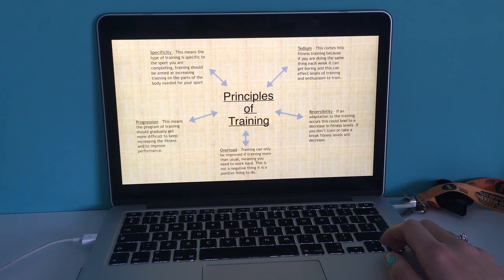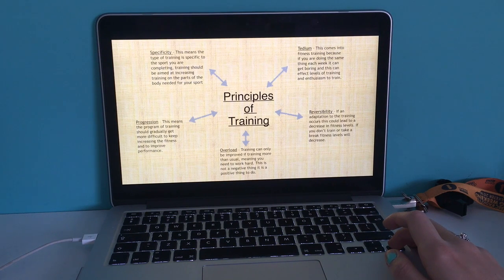Principles of training. Specificity. This means the type of training is specific to the sport you are competing in. Training should be aimed at increasing training on parts of the body needed for your sport. Progression. This means the program of training should gradually increase in difficulty. Overload. Training can only be improved by training more than usual, meaning the need to work increases. This is not a negative thing, it is a positive thing to do.